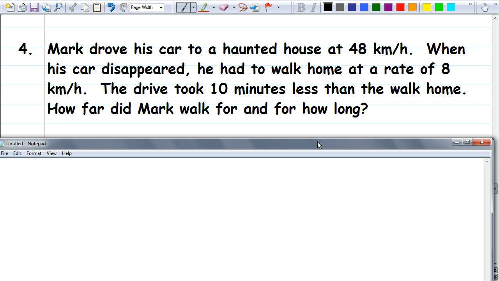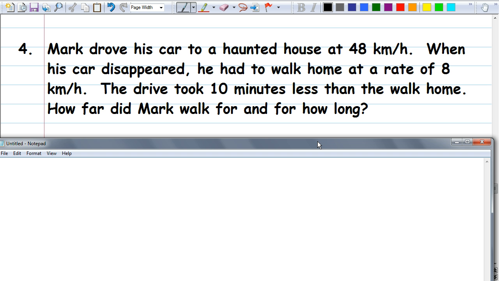Mark drives to the haunted house, right? And then the car disappears. And then he has to walk back the same distance, right? And remember what I talked about round trip? They go the same distance. So distance is going to be what? Same going there and coming back. Does that make sense? They don't take any shortcuts, unless they say anything like that, okay?